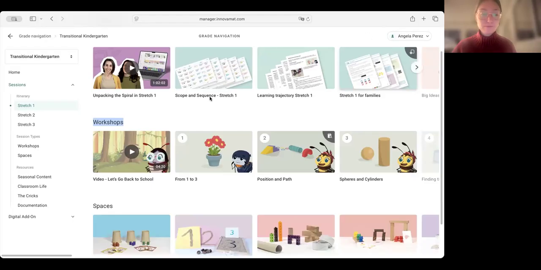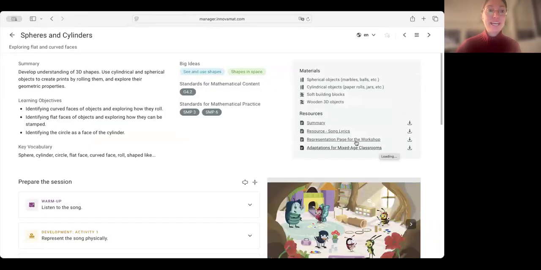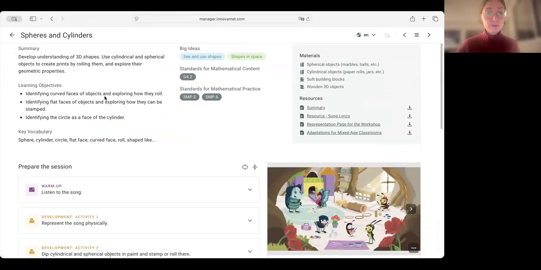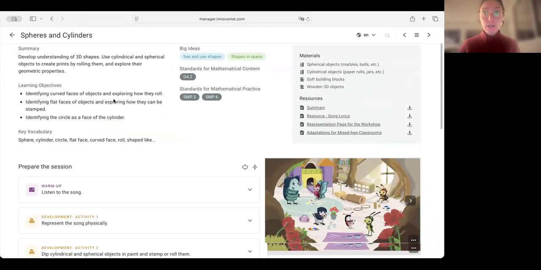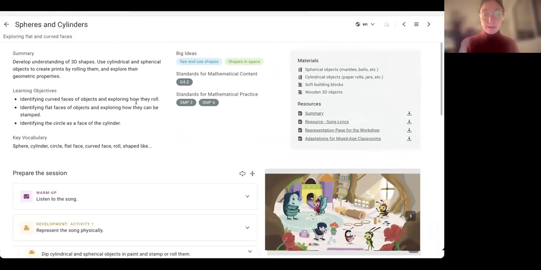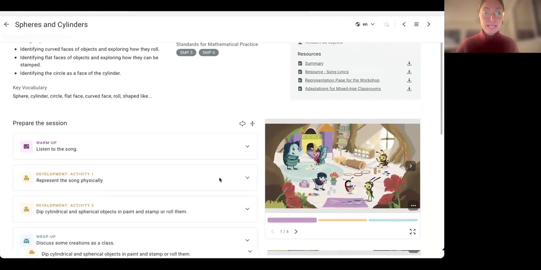So for example, these are the workshops that we have in the program. They're called from 1 to 3, position and path, spheres and cylinders. So they're going to be working on the different content blocks across the whole math domain. If we access as an example the spheres and cylinders workshop, you will see what the lesson plan looks like. There's always going to be a summary, right? The standards are going to be tagged. You're going to have here additional resources as well as an indication of what kind of material you need to be able to complete the lesson.